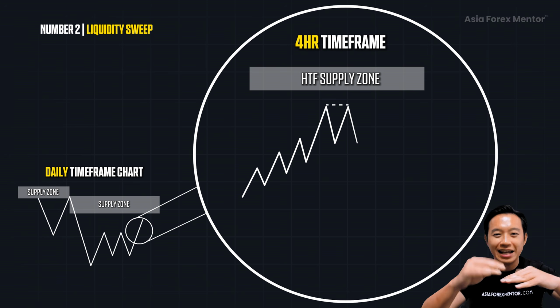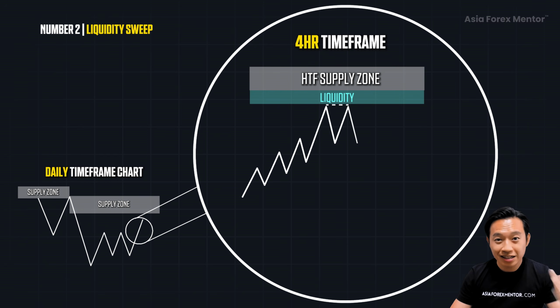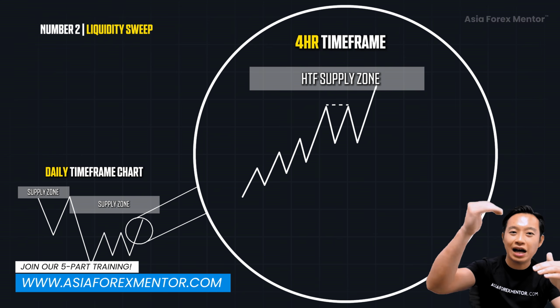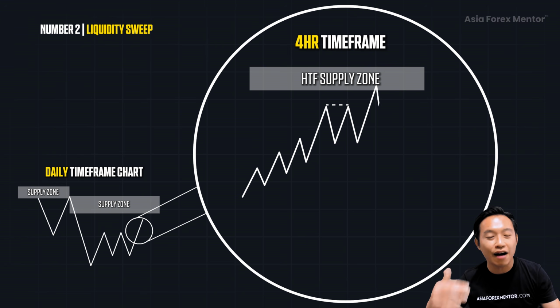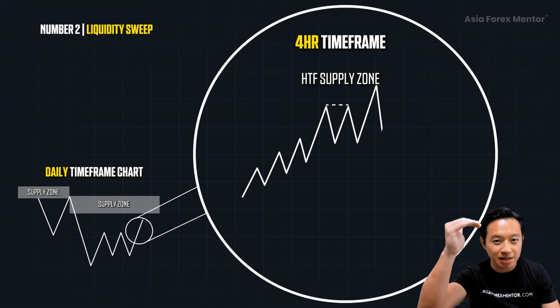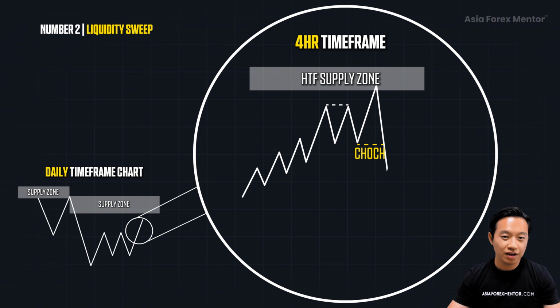So equal highs means what? There is significant liquidity right above it, and that is also near the higher time frame supply zone. So what happens next is that you will see price sweep the liquidity above the double top and then tap into the higher time frame supply zone itself, and then reverse the direction after mitigating the daily time frame supply zone, pushing the price downwards, creating the change of character.